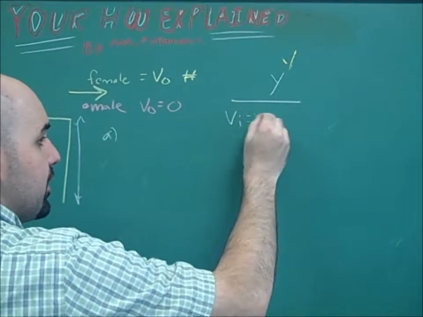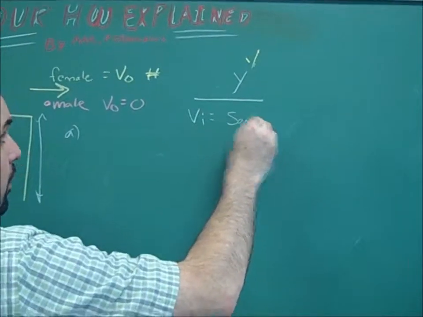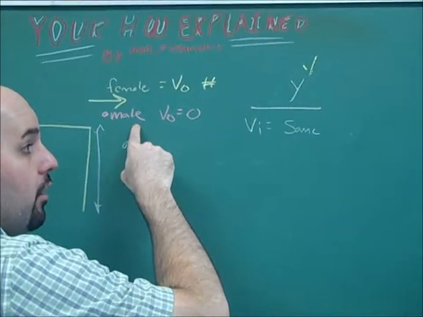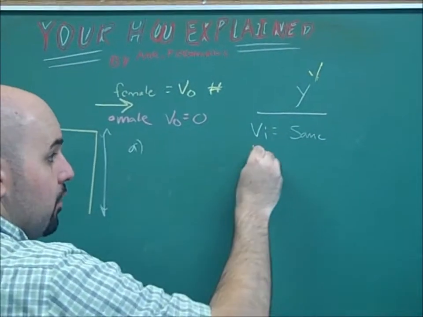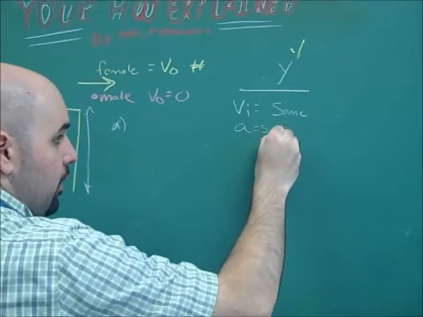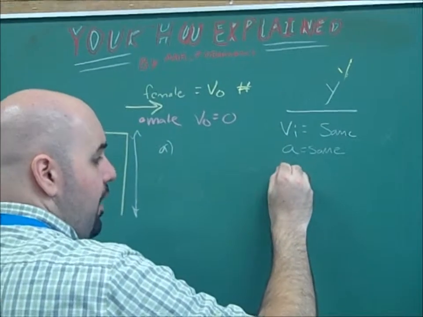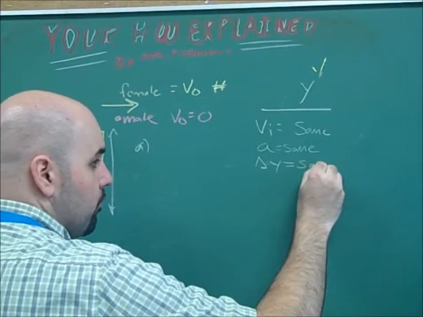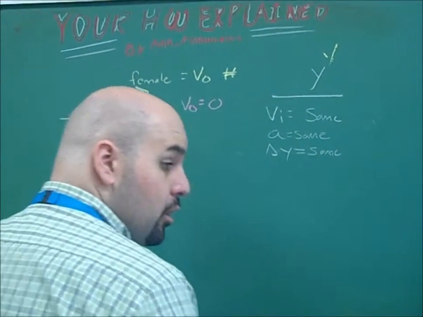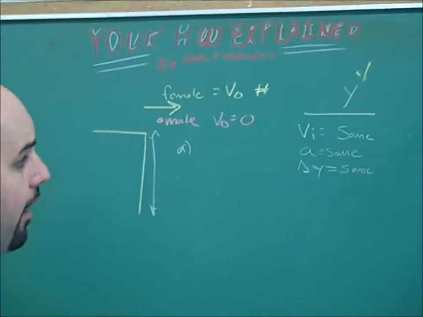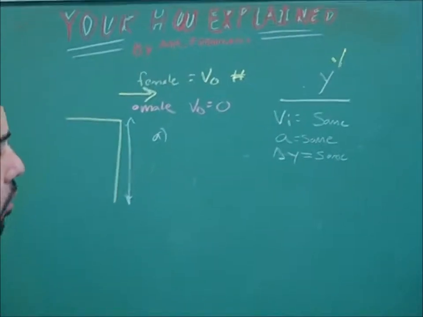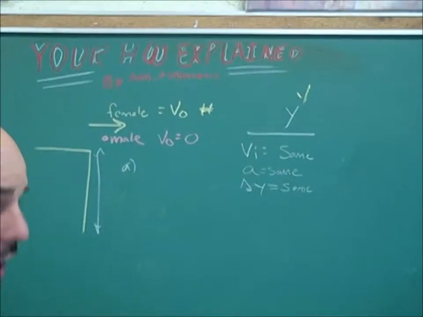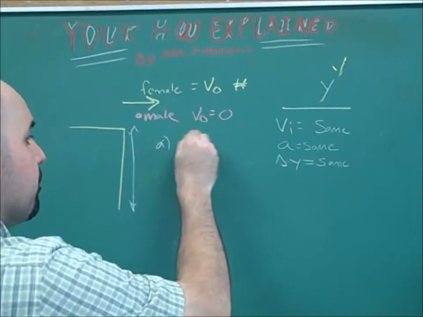Their initial velocities in the y are the same. The female is going forward, but she has no initial velocity in the y. The male has no initial velocity either. They have the same acceleration, negative 10, and they have the same falling displacement. So they better have the same time. You remember this because we actually had a scenario out in the hallway where we threw 2 balls, and one was shot forward, one dropped, and they hit at the exact same time.